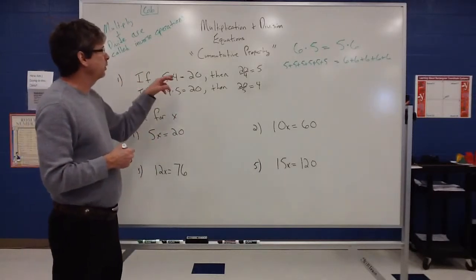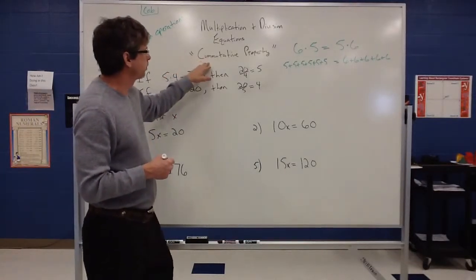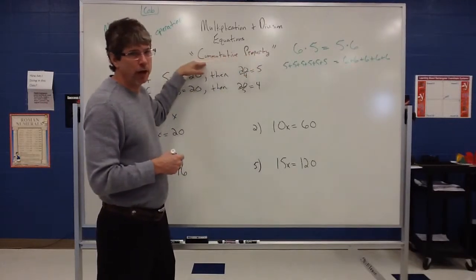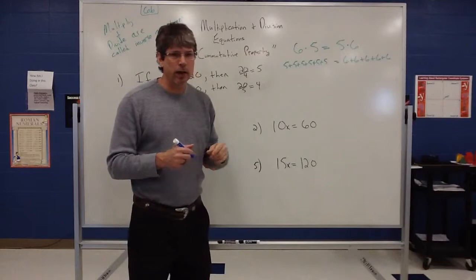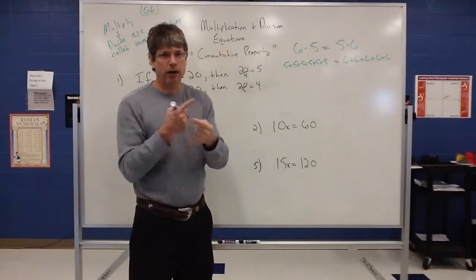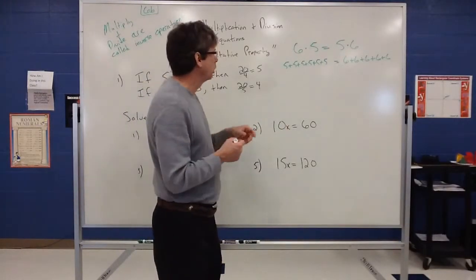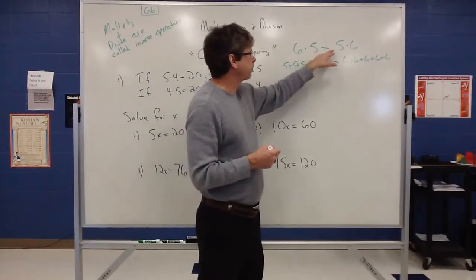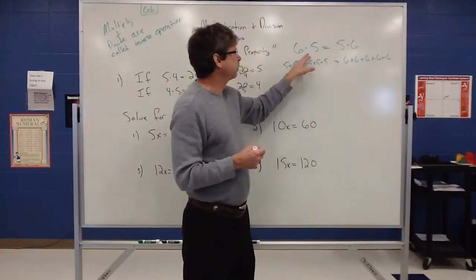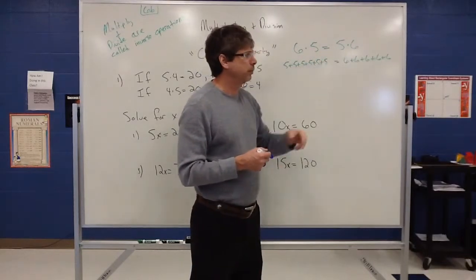Something to bring to our attention though is this concept of multiplication. Multiplication has this special property called commutative associated with it. And remember, commutative implies that order does not matter. I can rearrange the numbers. So, for instance, 6 times 5 is the same thing as 5 times 6. So 6 times 5 is equal to 5 times 6.